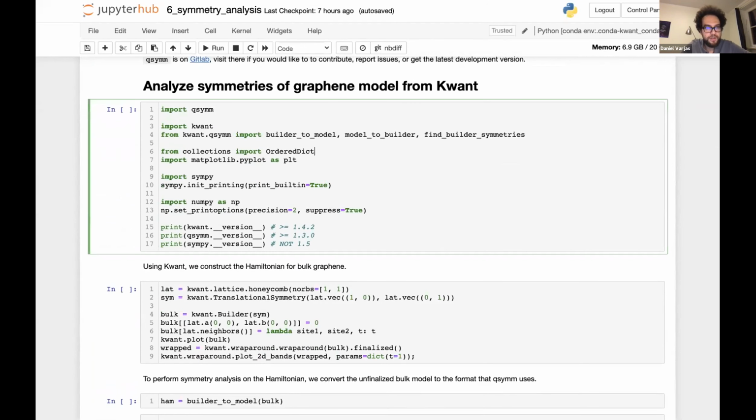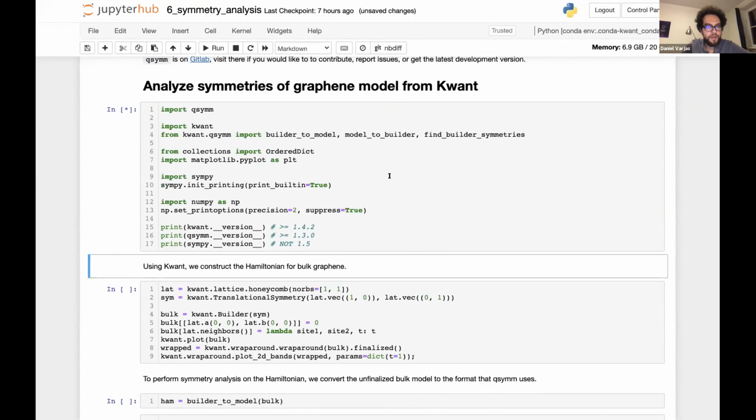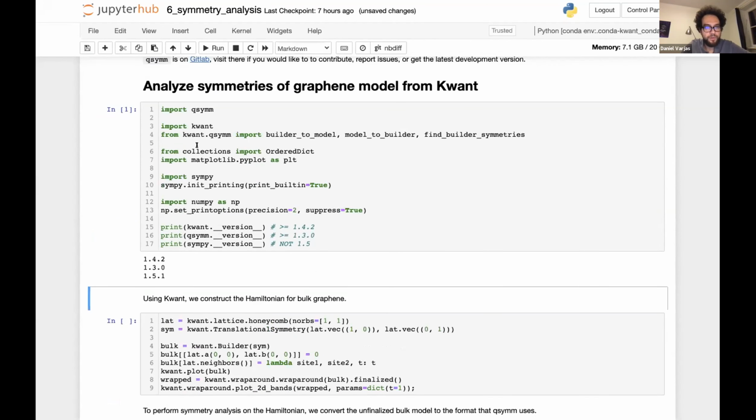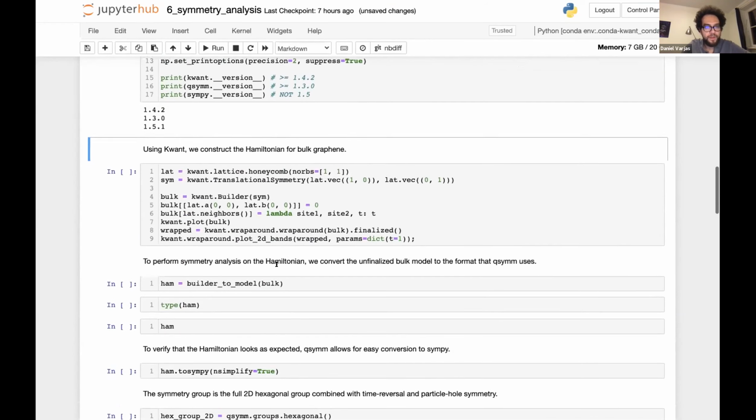So first I just import some things. I import QSymm, I also import Quant, and in QSymm there are the tools to convert between Quant and QSymm formats. And I import a couple of other things. These are mostly just for the outputs to look nicer, and also we have to be careful that all the versions are correct and everything works together fine.